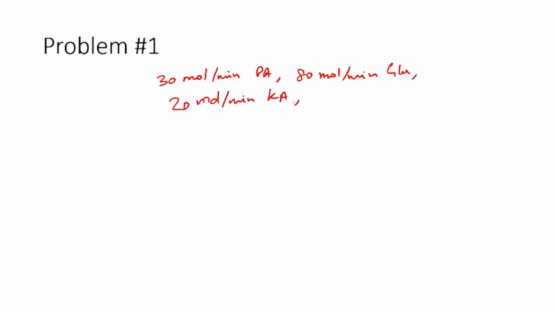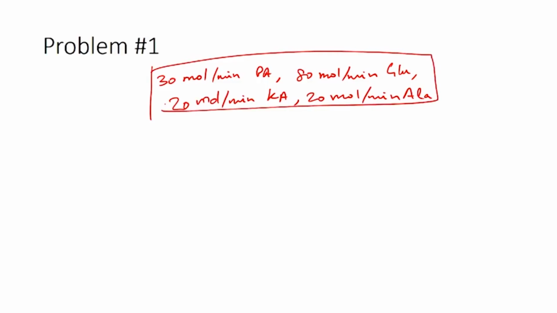The final product stream we have would contain 30 moles per minute of pyruvic acid, 80 moles per minute of glutamine, 20 moles per minute of ketoglutamic acid and 20 moles per minute of alanine which are leaving the system. So, this would be the exit stream.